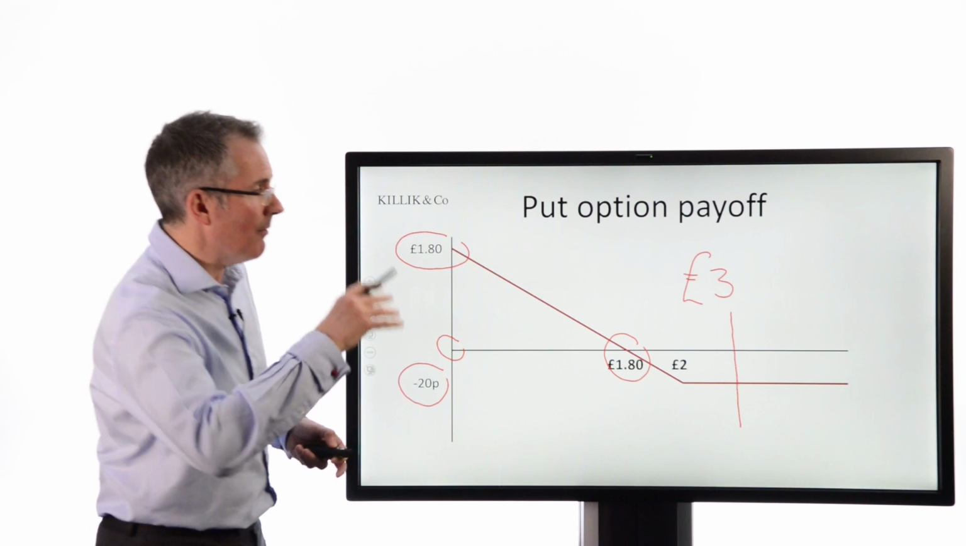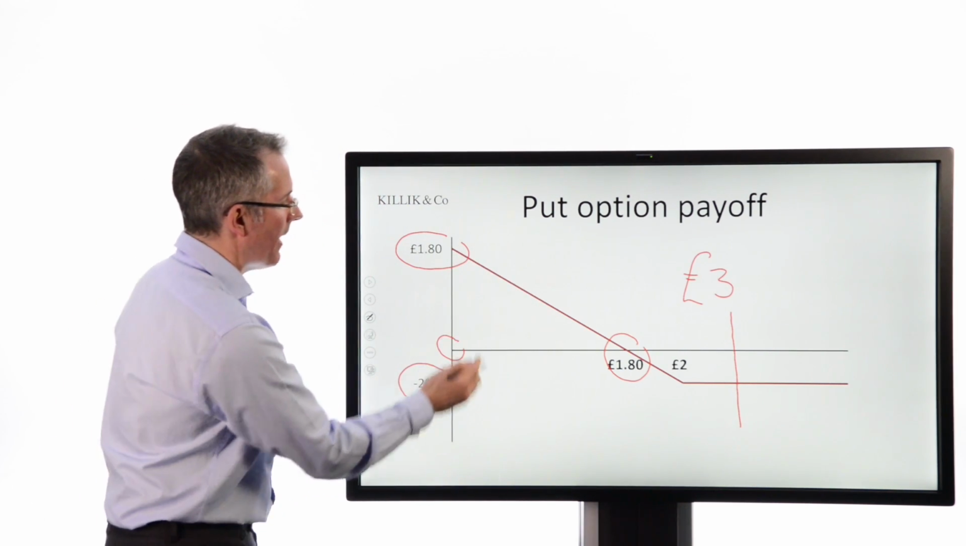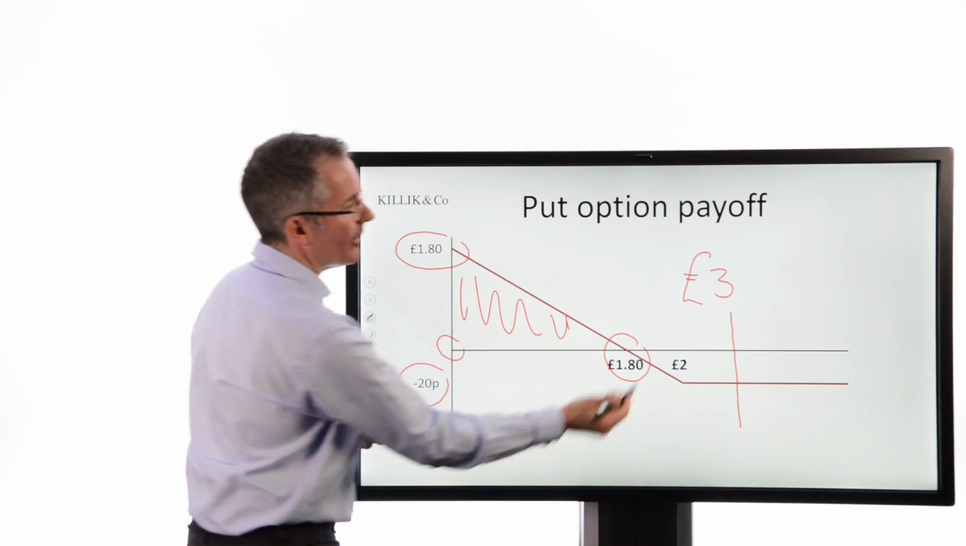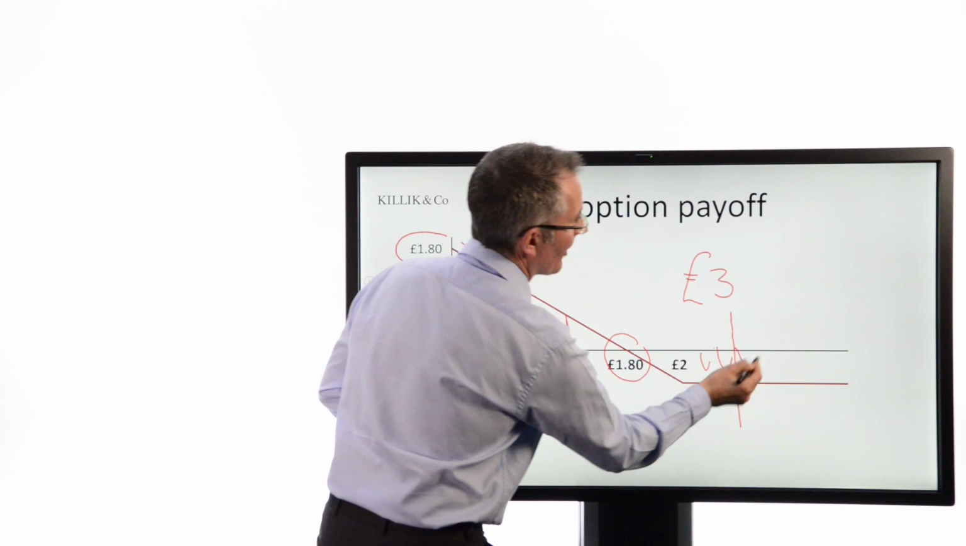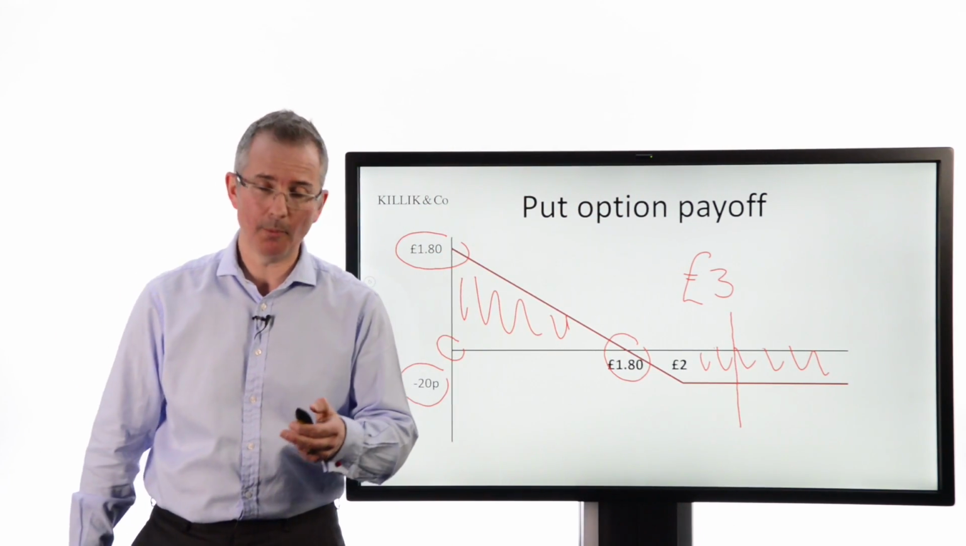So you can see the motive for the person holding the option is to exercise it when they need to, and that's where the underlying share price falls. If it rises, they're not going to be interested in selling shares for less than they can get in the market, so they lose the premium. Some people like graphs, some people don't.